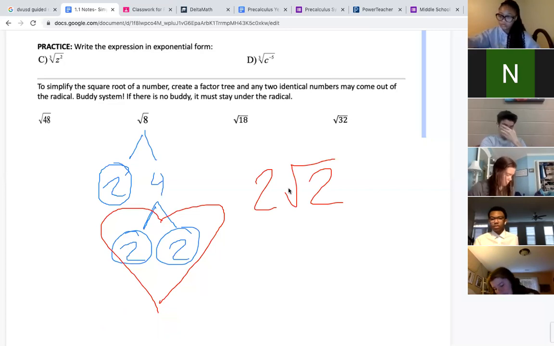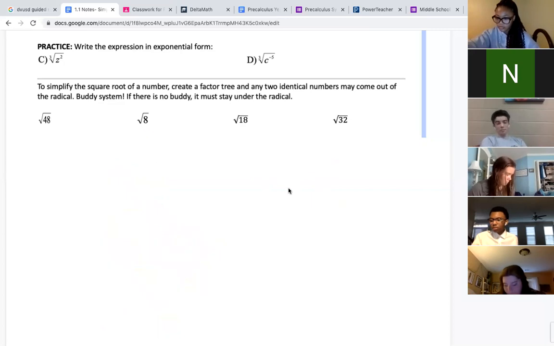All right, we're going to do another example together. Let's do the first one. What are some factors of 48?